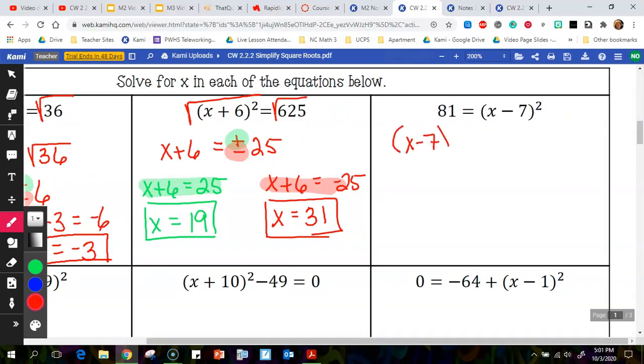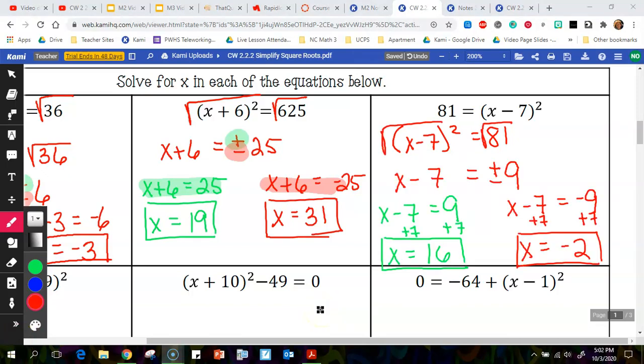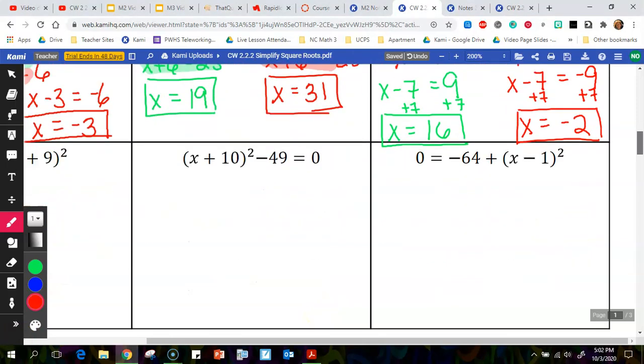All right, I'm going to rewrite this one just like I have been. X minus 7 squared equals 81. I want you to pause your video and try this one and then come back and see how you do. Okay, so you should have gotten 16 and negative 2 on that one.